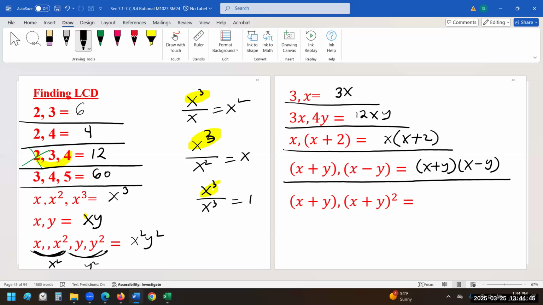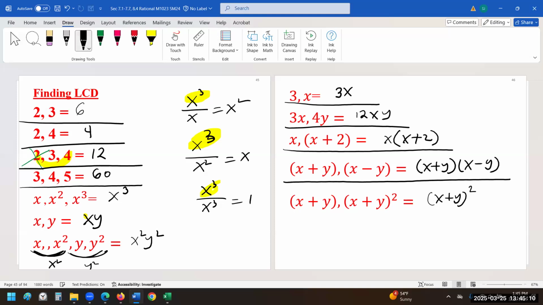So what's the answer with the last one? So we have x plus y. How many of them here? One of them. And you have the same thing. How many of them here? So what's the LCD? Two of them, not 3. Two of them, the bigger one. x plus y squared.